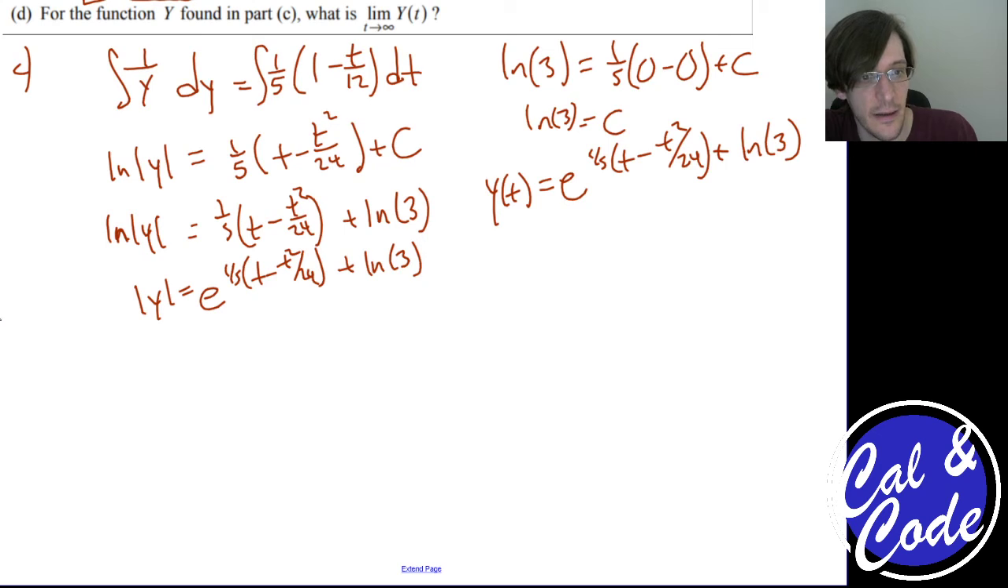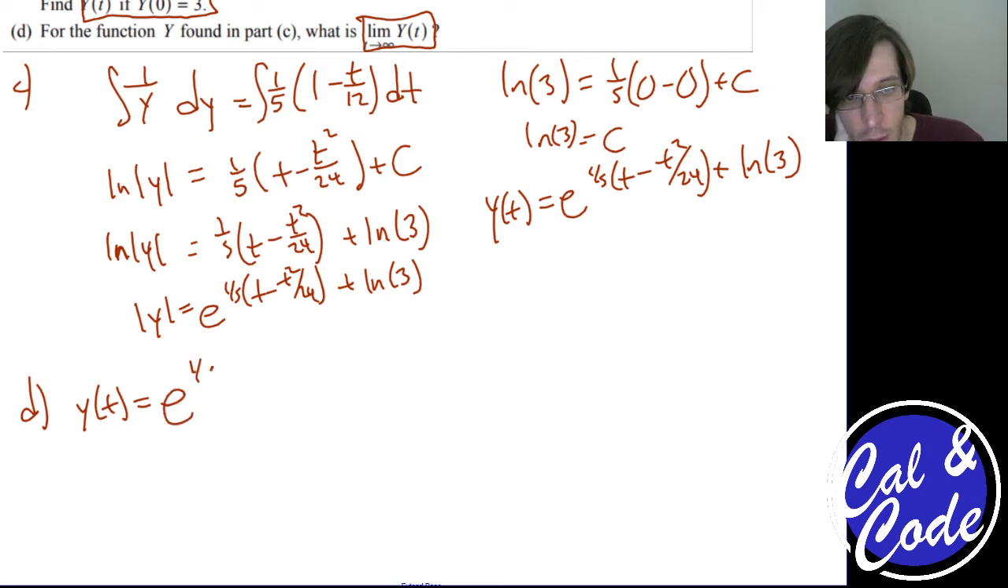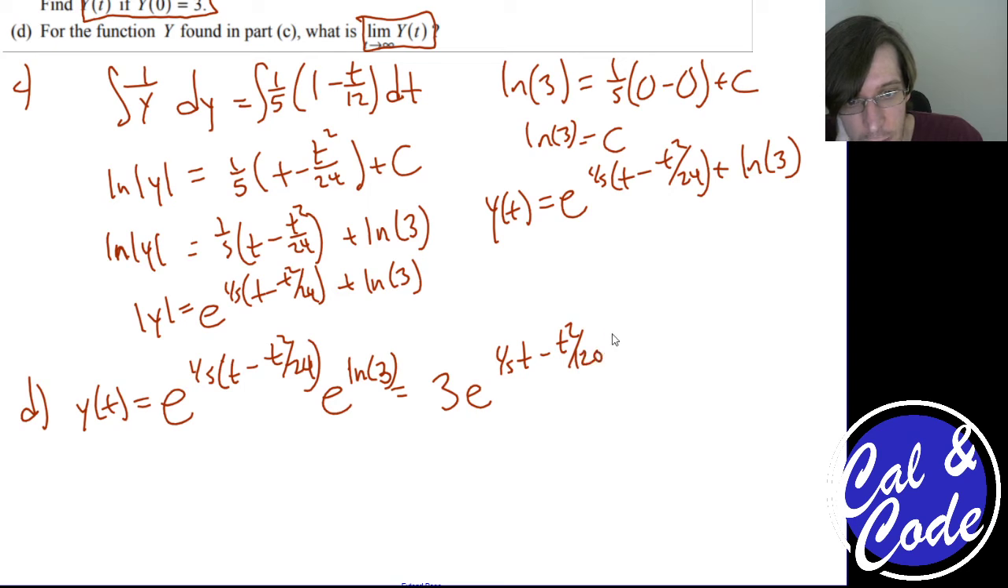All right, in part D, they want me to find the limit as t approaches infinity. And I do recommend doing a little bit of simplification here. I'm going to rewrite the whole thing. y of t is equal to e to the 1/5 t minus t squared over 24. I'm going to rewrite that plus as an e to the natural log of 3, so that you can see this is 3e to the 1/5 t minus t squared over 120 if I distribute my 1/5. So that's the equation that I want to take the limit of.